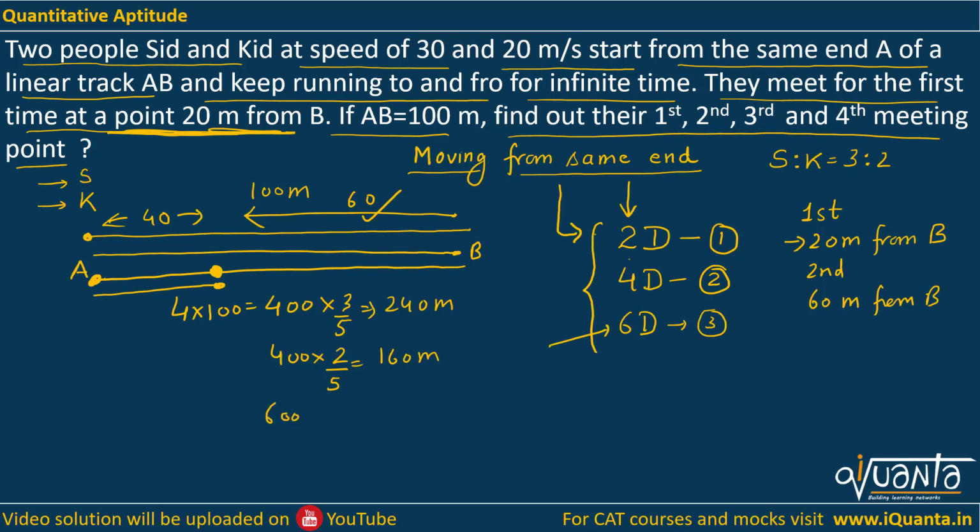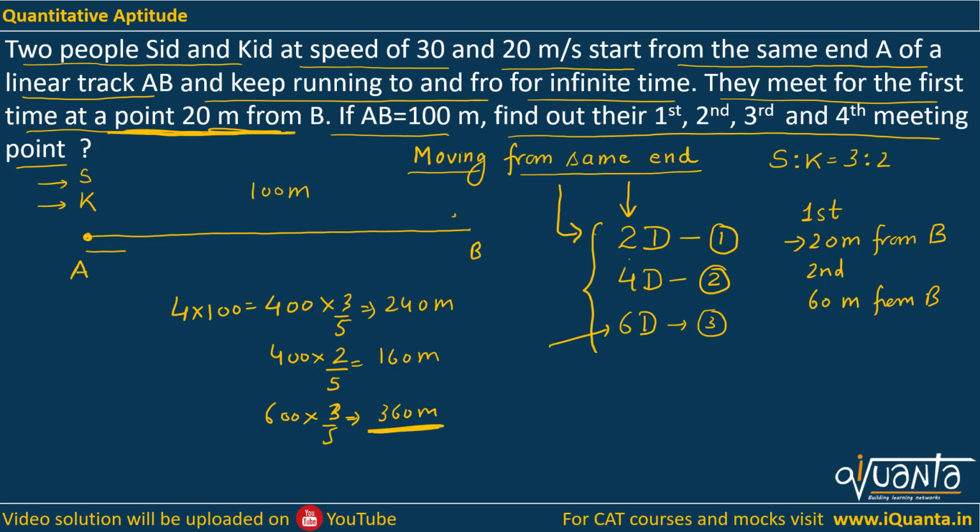Let me show you once more. So 600, this is for the third meeting. 3 by 5, that means this would become 360 meters. So if I want to answer, first of all, I'll have to find out where A will be after traveling 360 meters. See, first of all, A will start from here.